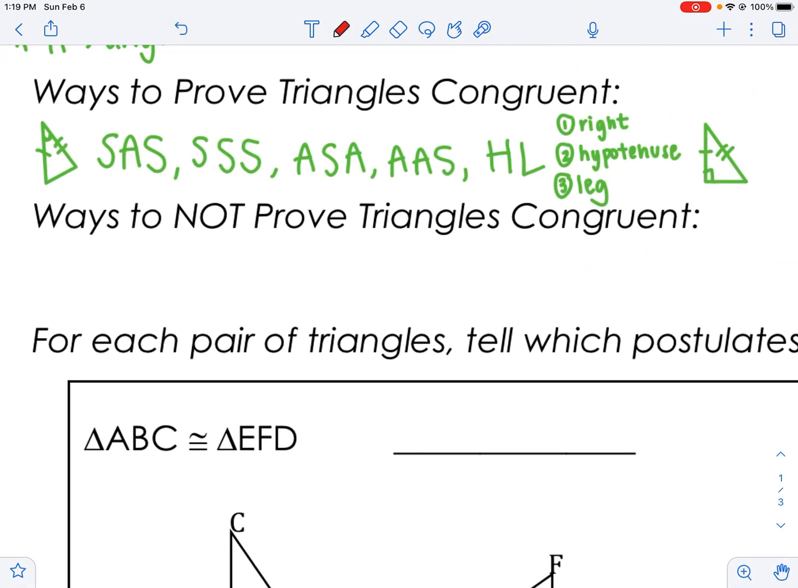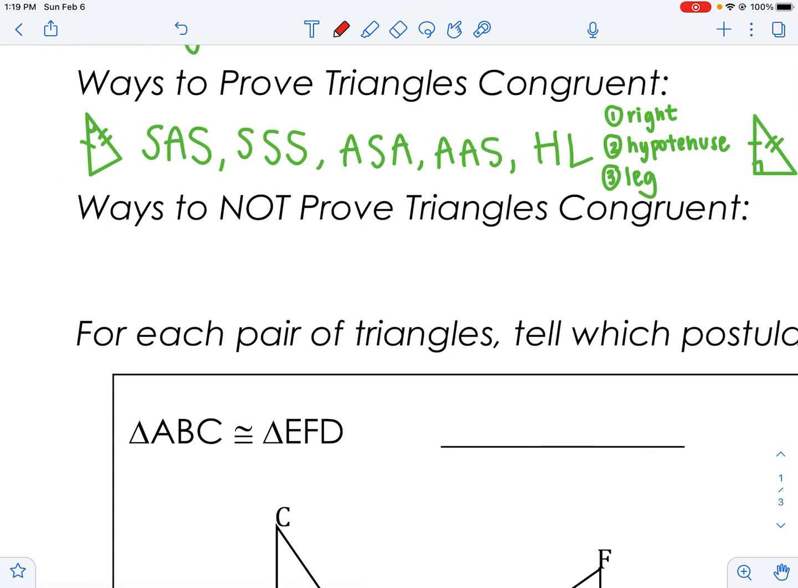Now, these 5 things work, and we're going to look at some examples of those in just a little bit. Some things that do not work is if you only see arcs in a picture.